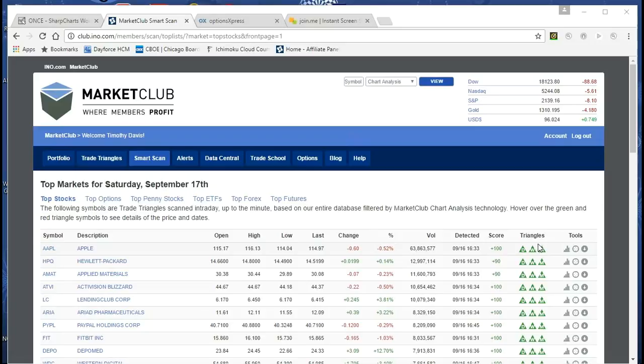So this first one, let's look at it. Apple has a green daily, a green weekly, and a green monthly, and it has a score of 100%, which means this is a very, very strong trend. And you can use this system to look at this data and go back and look at the news and see what's going on with that particular stock that's causing it to trend that way, and see what sector it's in, and see if that sector has a possibility to continue to go higher.